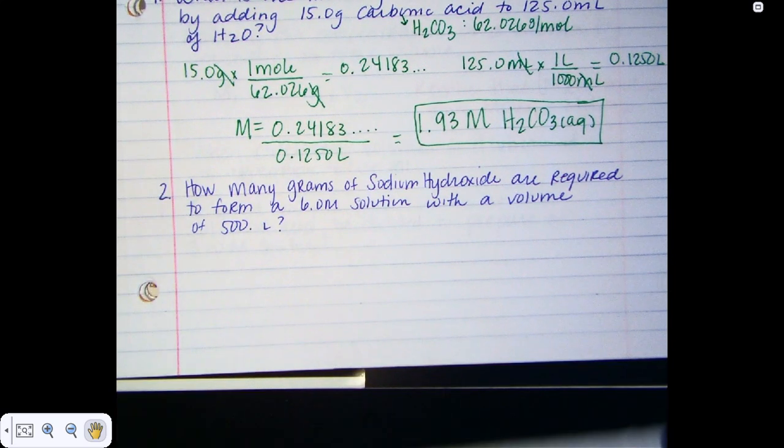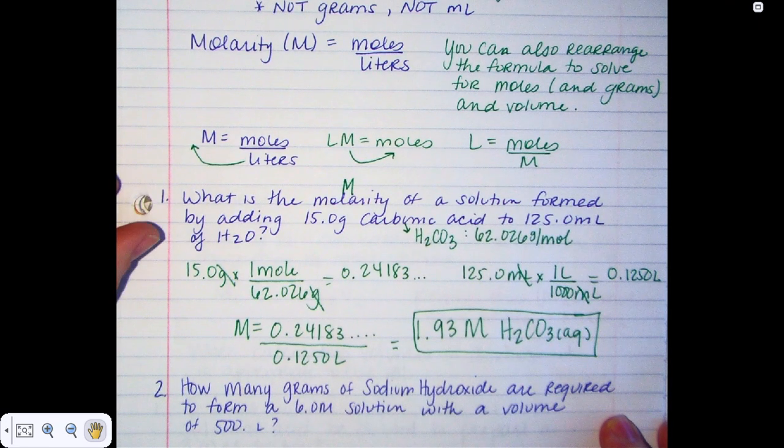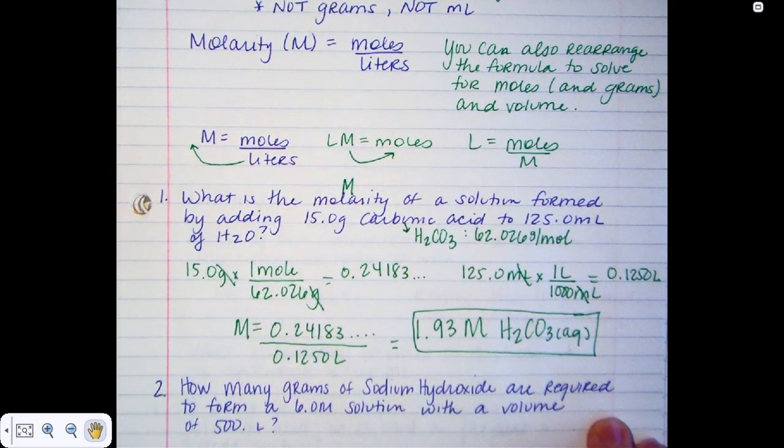How many grams of sodium hydroxide are required to form a 6.0 molar solution with a volume of 500 liters? So it's asking me to solve for grams, but I know with my formula, I can't solve for grams directly, but I can absolutely solve for moles, and I can use moles to get grams. So let's do that.